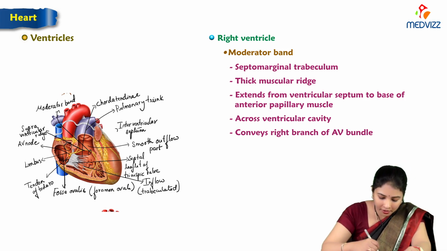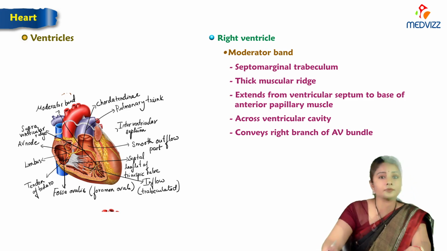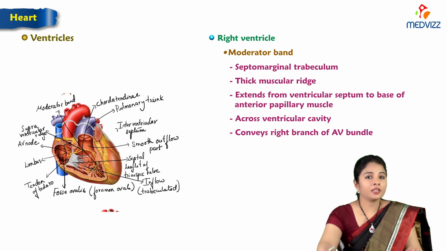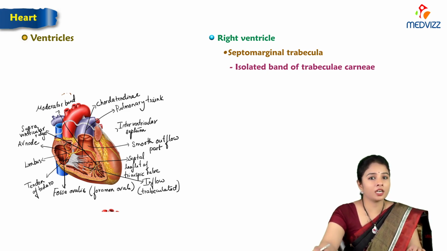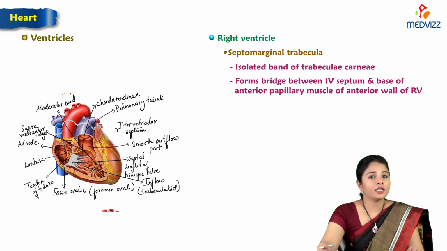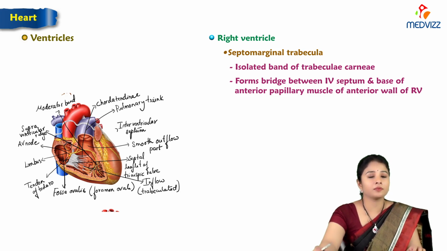So here is the moderator band where we can see the bundle of His, the fibers. You can see here which are splitting. The yellow colored structures are the bundle of His which forms the moderator band. Let's discuss the trabeculae which are present on the septomarginal, which are called septomarginal trabeculae, an isolated band of trabeculae carneae which forms the bridge between the interventricular septum and the base of the anterior papillary muscle of the anterior wall of the right ventricle.